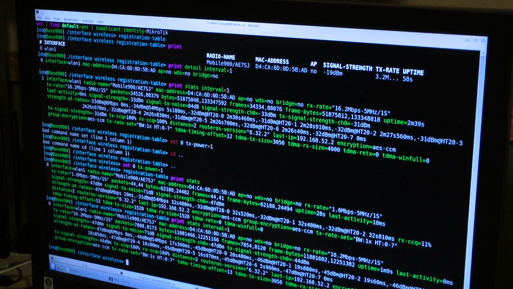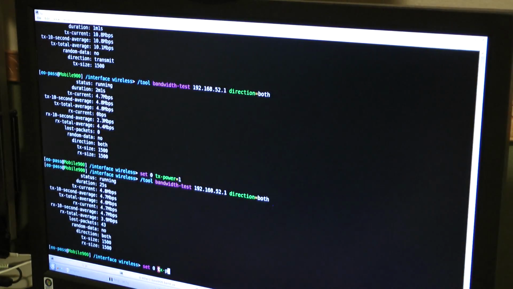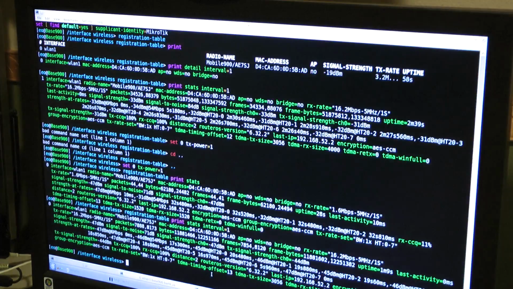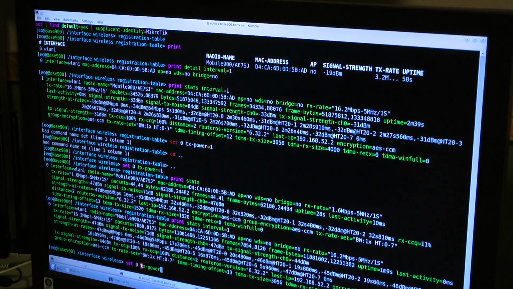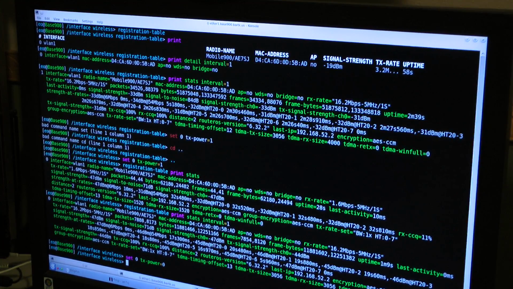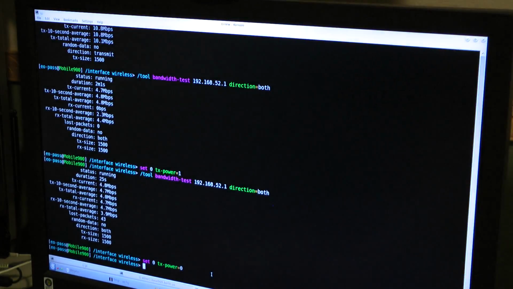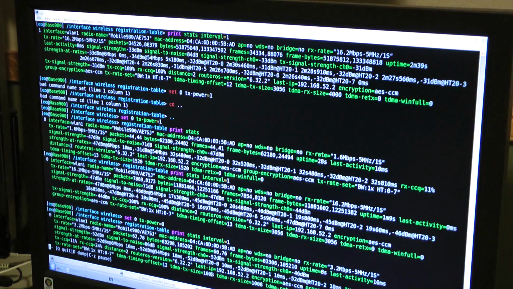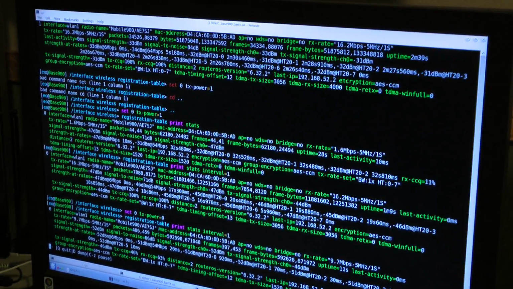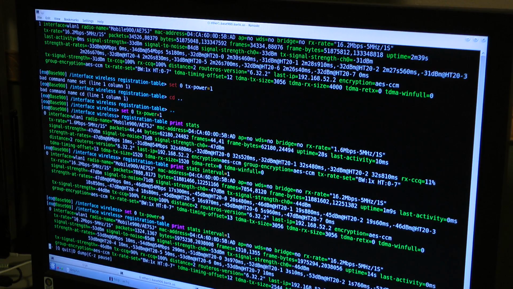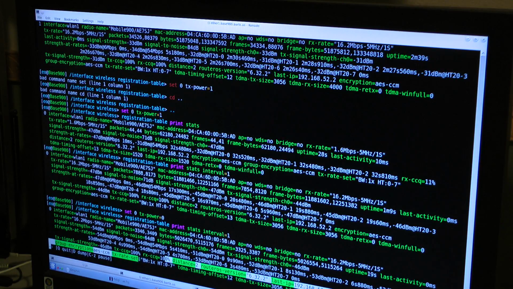Okay, let's drop to TX power 0. Let's monitor that registration table, if anything actually registers. Yeah, it says it's connected. Oh, there we go, just took a while. And let's rerun that bandwidth test. It's renegotiating now. 14.6, 16.2, okay. And our CCQs are again 100%. And now the TX power is 53.